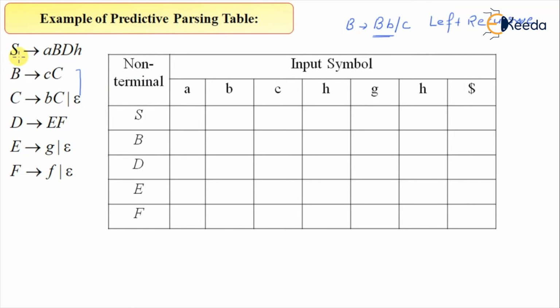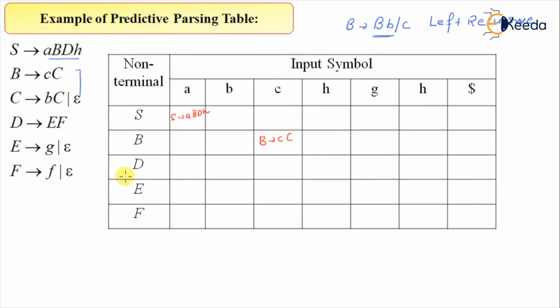First is S derives ABDH, and here A is the first symbol, so definitely it will go to the A column, and I'll write here S derives ABDH. I hope it is visible to you. Then B derives small c capital C, so that is also very easy to fill. The first alphabet is the terminal c, so I'll put here B derives small c and capital C. C derives BC is also okay.